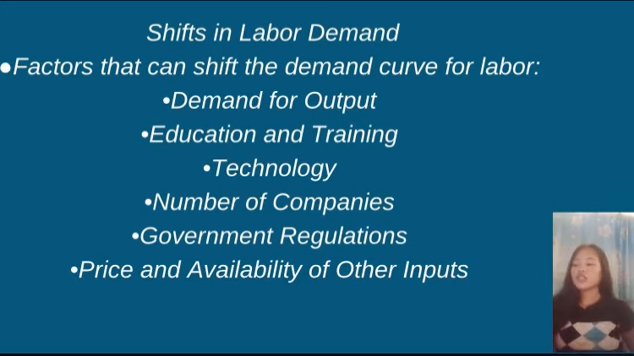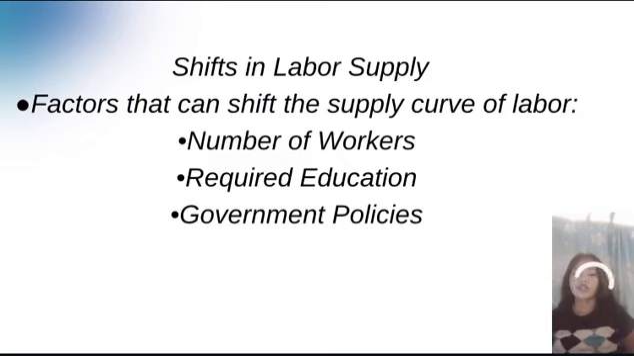Third is technology. Technology that acts as a complement to labor increases the demand for certain types of labor. Fifth is government regulations, the requirements the government imposes on private firms and individuals to achieve government purposes. Number six, price and ability of another input. The price of another input is the amount of money that it costs to produce.